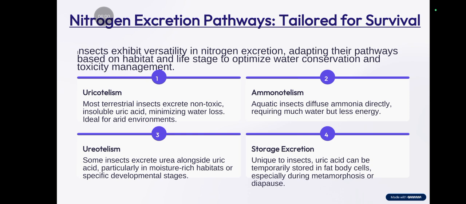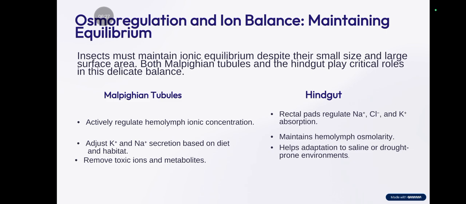Ammonotelism. Aquatic insects diffuse ammonia directly, requiring much water but less energy. Ureotelism. Some insects excrete urea alongside uric acid, particularly in moisture-rich habitats or specific developmental stages. Storage excretion. It's unique to insects. The uric acid can be temporarily stored in fat body cells, especially during metamorphosis or diapause.